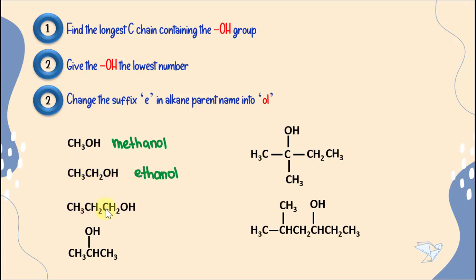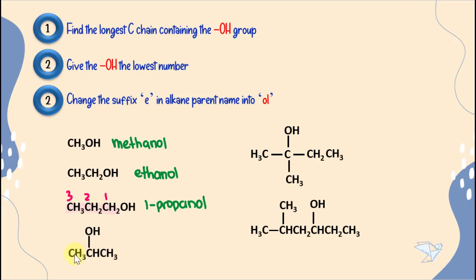But if we have three carbons, like this, since we have a three carbon longest chain and the position of the OH group is near to the right end, we are going to number it from right to left. Then we have to state the position of the OH group in its IUPAC name, so it will become 1-propanol.